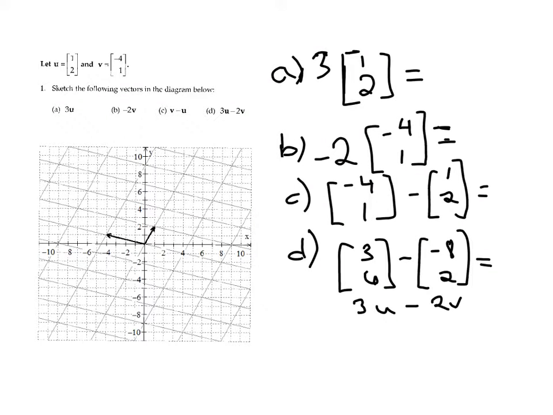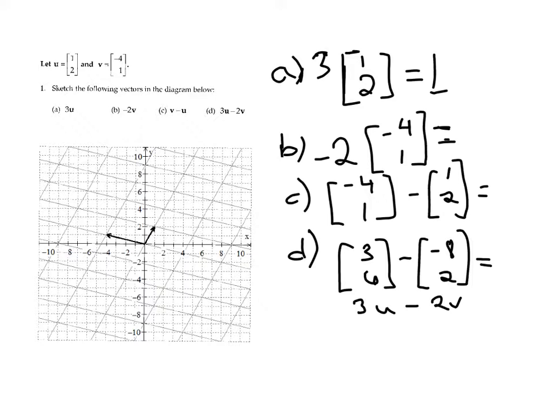I have some vector arithmetic set up here that I wanted to look at both algebraically and graphically. So first I have 3 times the vector u, which is a vector whose entries are 1 and 2. So this is scalar multiplication here. We're multiplying the scalar 3 times the vector u. And to do that, you just multiply each entry by 3.